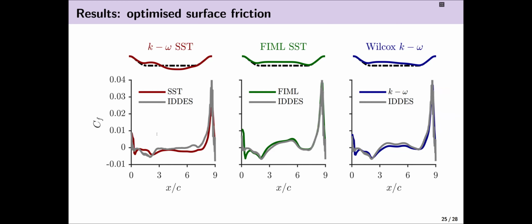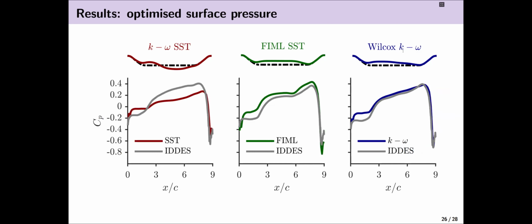Showing the surface friction on the hill walls, similar story. We have huge errors for the baseline SST model, whereas the errors are minimal for the augmented SST and then the Wilcox k-omega. And here I'm showing the surface pressures. Again, the baseline SST is quite inaccurate here, and the augmented SST and the Wilcox k-omega are much better, although there are some discrepancies.